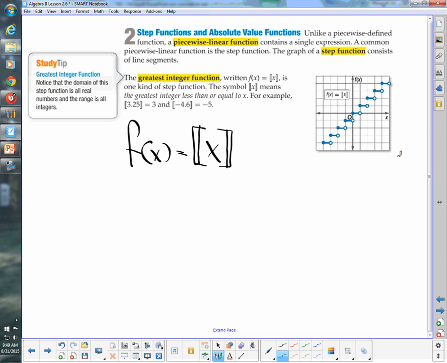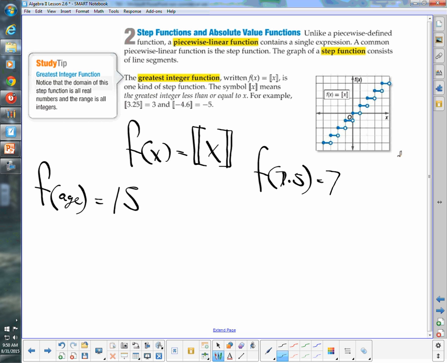Now, how it works is very simple. If I'm asking for your age, and you told me you were 15 years, 7 months, and so on, I would answer 15. So that's what the greatest integer function does. If I have f of 1.5, 1.5 years old, what would the answer be? Let's change it to 7.5. If you are 7 years, 6 months, how old are you? 7 years. Okay. What if you were f of 15.3? What would that be? 15.